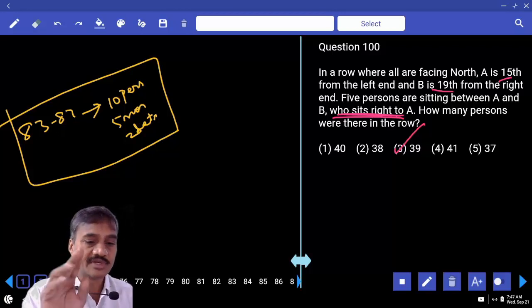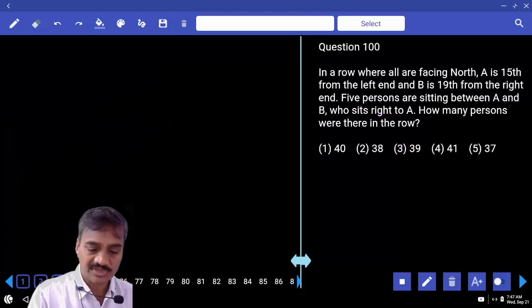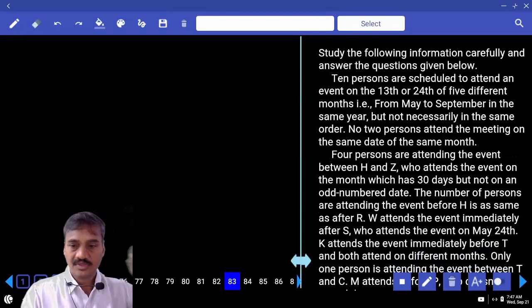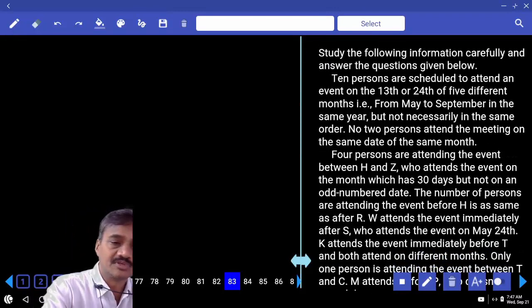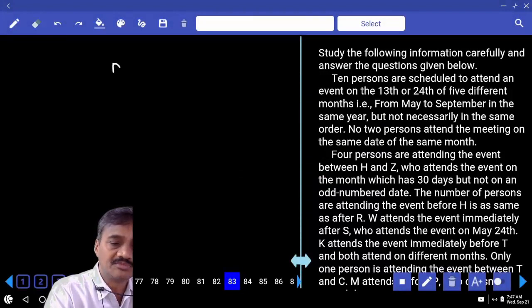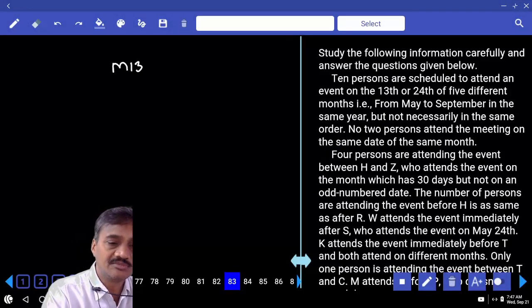83 to 87, 10 persons, 5 months and 2 days. Then let us start with this one. Question number 83. There are 10 persons here and different months, May to September: May, June, July, August and September. Hence May to September, what are the dates we have? 13th to 24th. May 13, May 24.